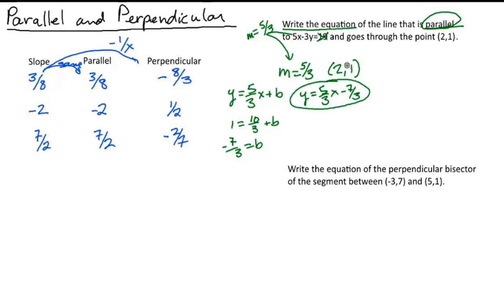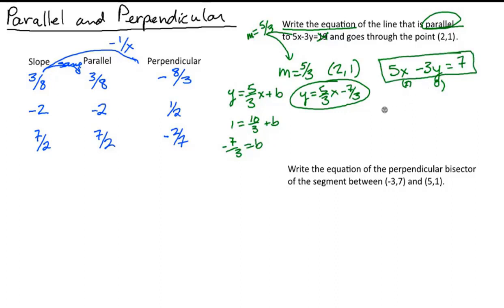There you have it. Now we could have done it putting it in standard form, 5x minus 3y. So that's the opposite of 5/3, the 5, and then the opposite of the 3. And then we stick a 2 here and a 1 there, and what does it come out to be? 10 minus 3 is 7. So 5x minus 3y equals 7.